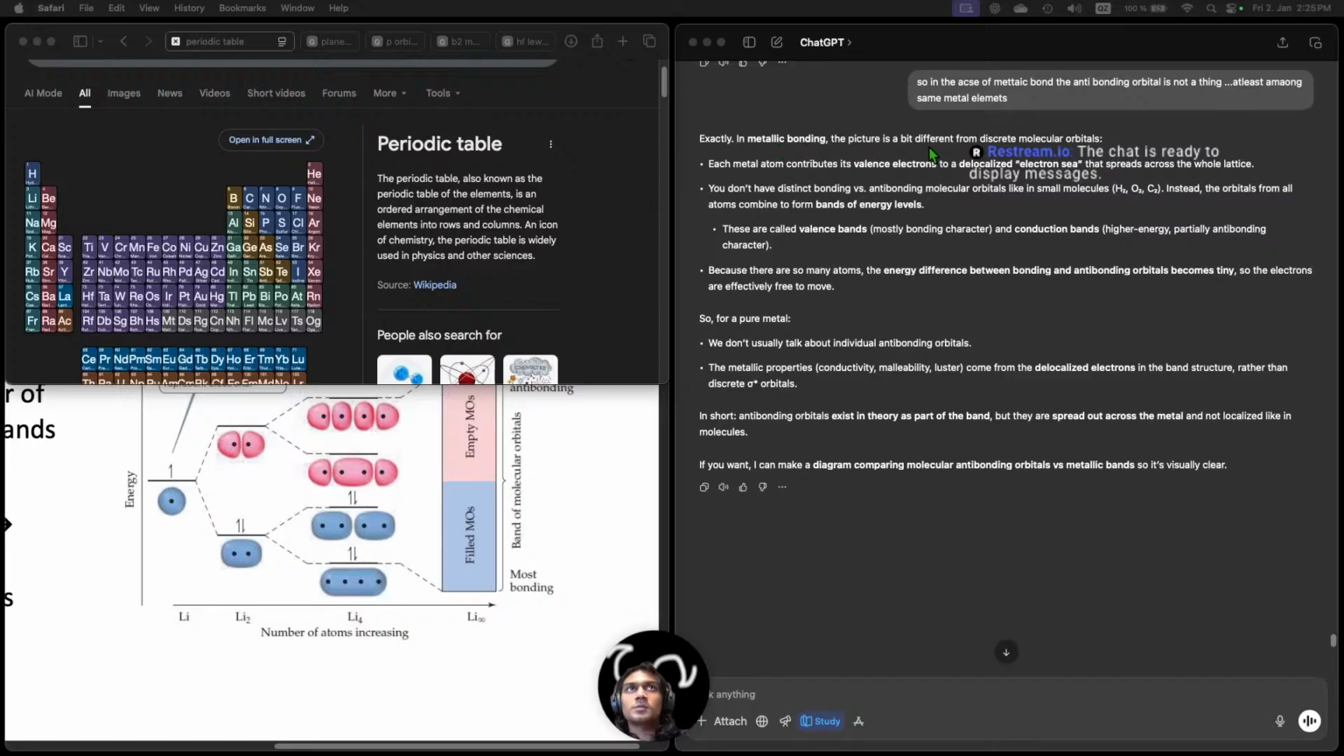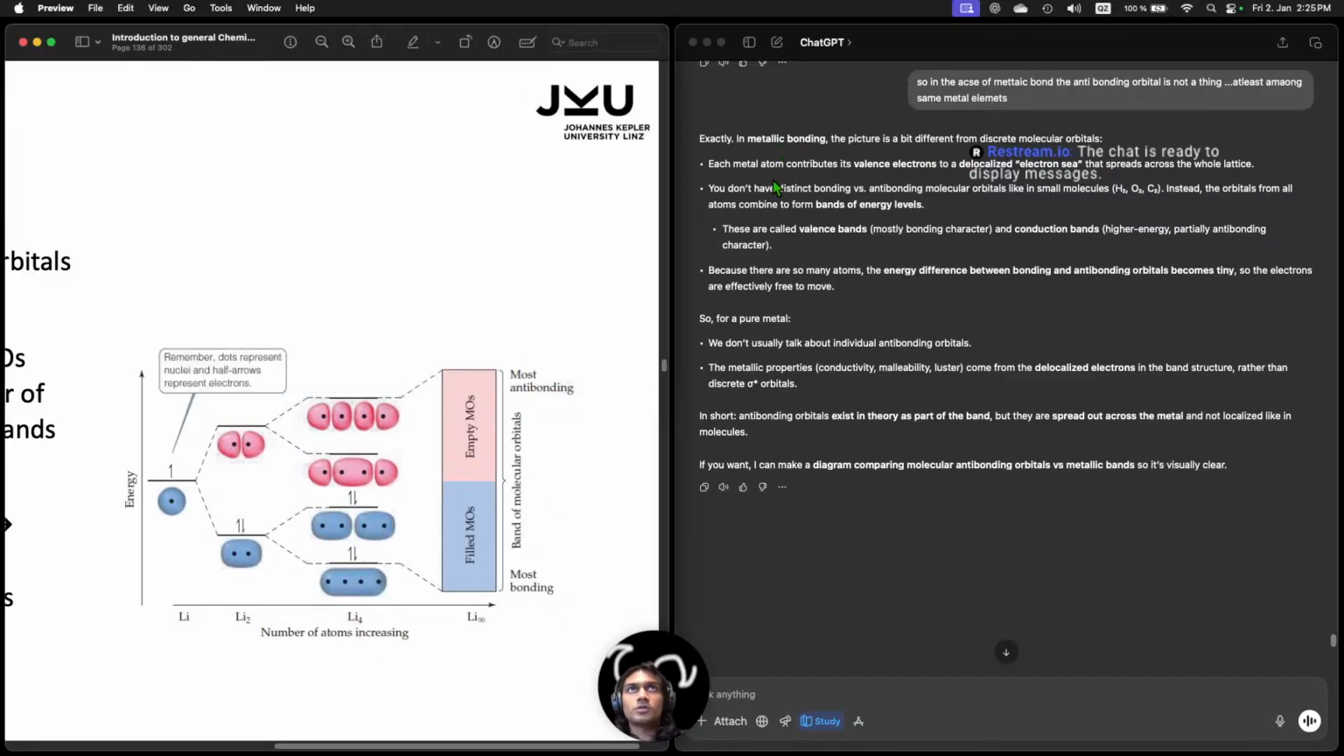Exactly. In metallic bonding, the picture is a bit different from discrete molecular orbitals. Each metal atom contributes its valence electron to the delocalized electron sea that's spread across the whole lattice. You don't have distinct bonding versus anti-bonding molecular orbitals like in small molecules. Instead, the orbitals from the atoms combine to form bands of energy.